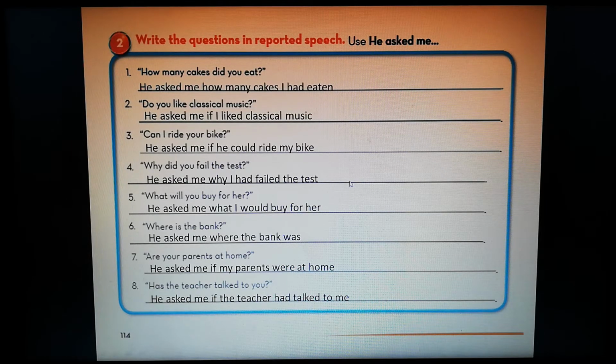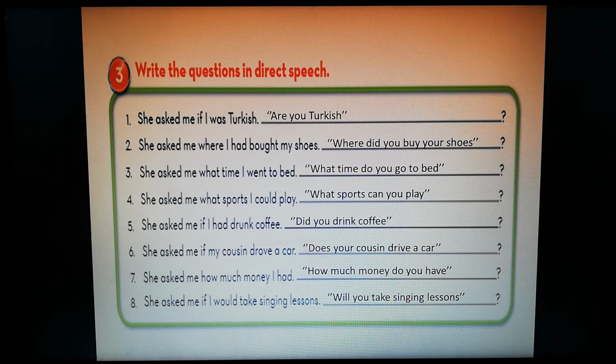Now let's move to exercise number 3. Write the questions in direct speech. هلا احنا بدنا نكتب الأسئلة بشكل مباشر. احنا عنا السؤال المنقول، احنا بدنا نكتب السؤال المباشر. عكس exercise number 2.